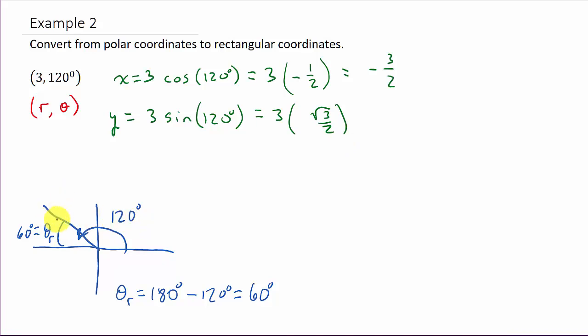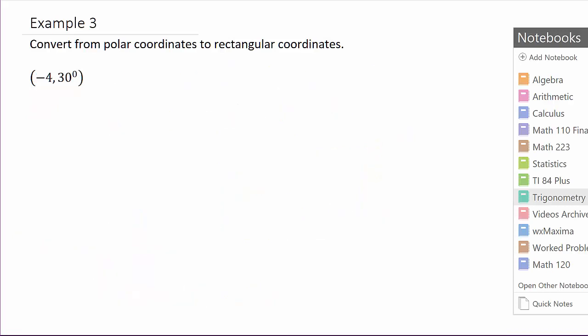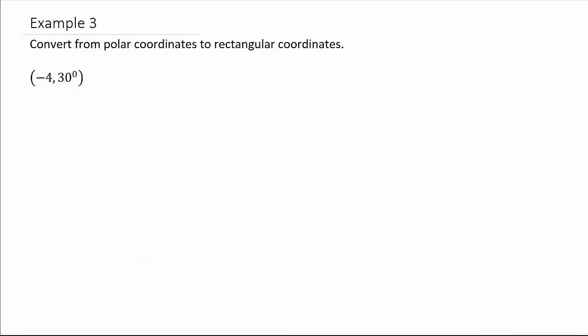Okay, so sine is positive in the second quadrant, so this will stay positive, and so this is going to give me 3 square root of 3 over 2. And so my x coordinate is negative 3/2. My y coordinate is 3 square root of 3 over 2. And there's the answer.